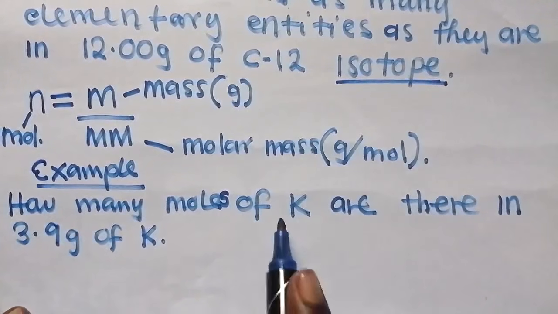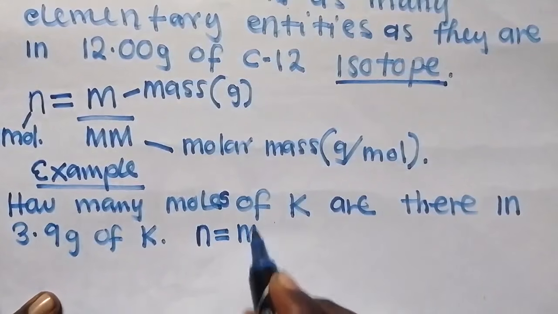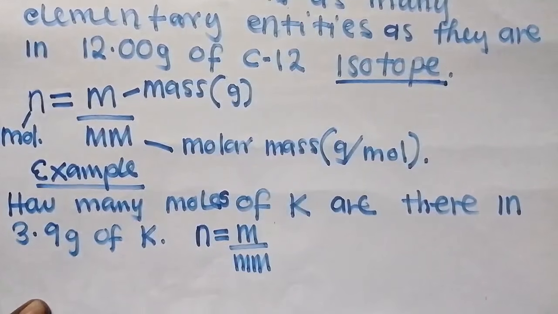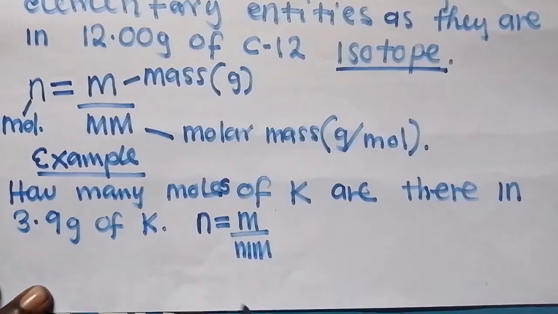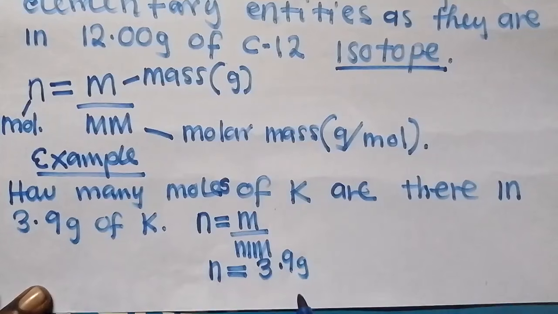So what is the formula? You know that the number of moles is equal to mass over molar mass. This is the formula that we get to use. What is the mass? The mass is 3.9 grams. Over what is the molar mass for potassium?